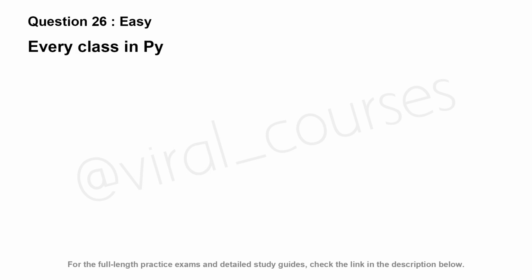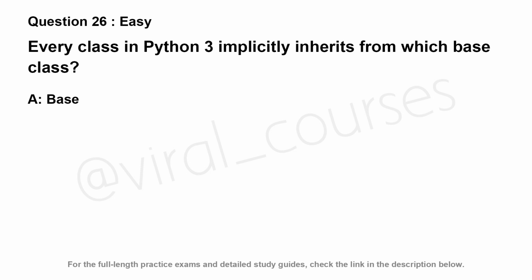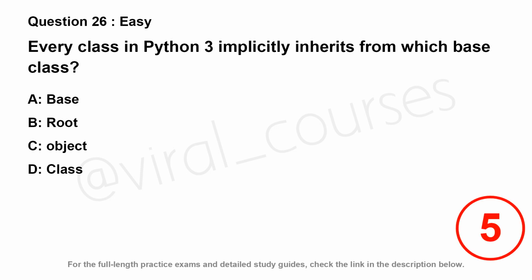Every class in Python 3 implicitly inherits from which base class? Option A, base. Option B, root. Option C, object. Option D, class.